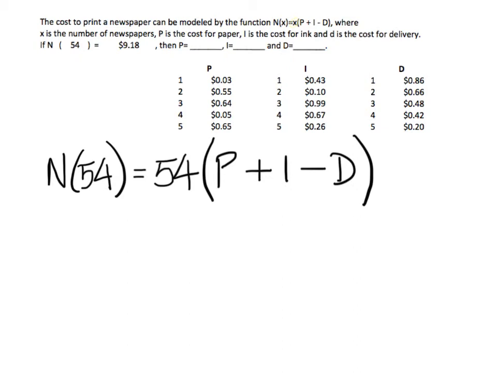Now you can go through your choices. You have 3 columns to look at. You can start with the first one. 3 cents. You don't put 3 in for P. You put 0.03. 3 cents is not 3, it's 0.03. You can put this in, this, and this, and see what you get back. And if it doesn't work out to be $9.18, then you go back and try something different.